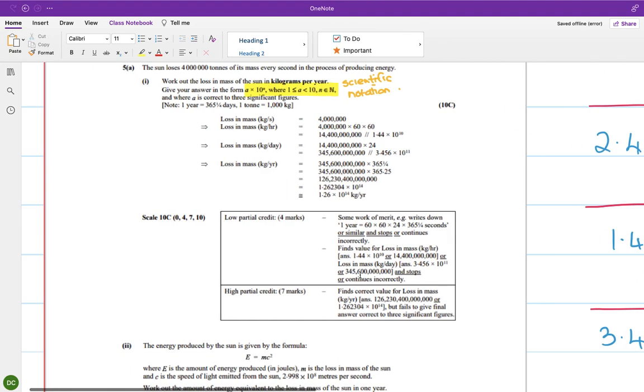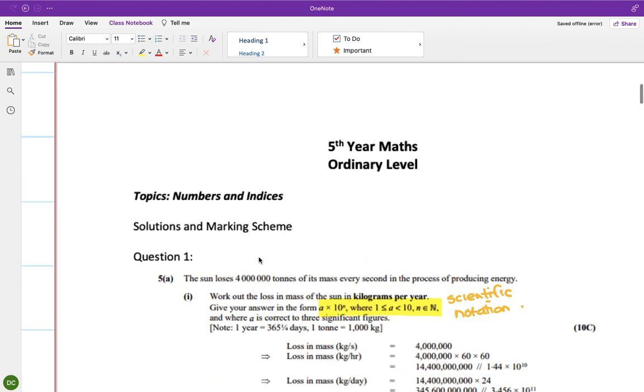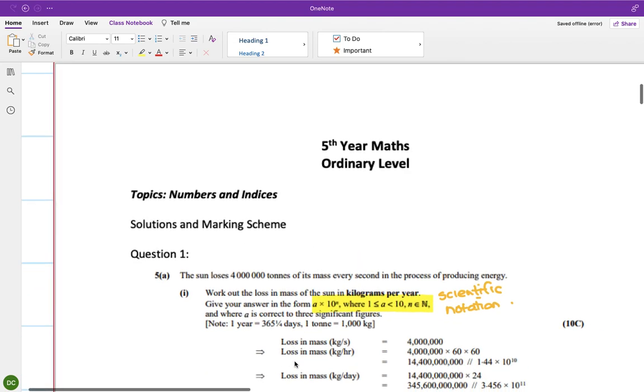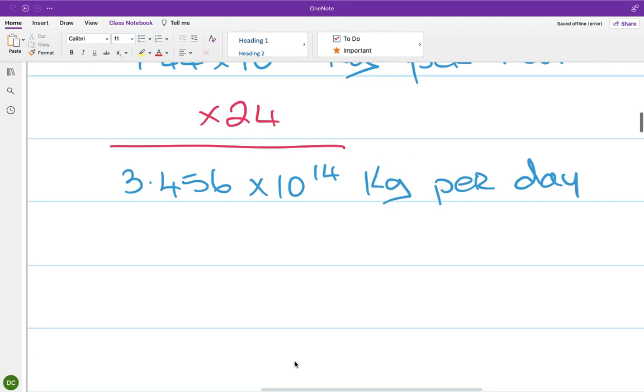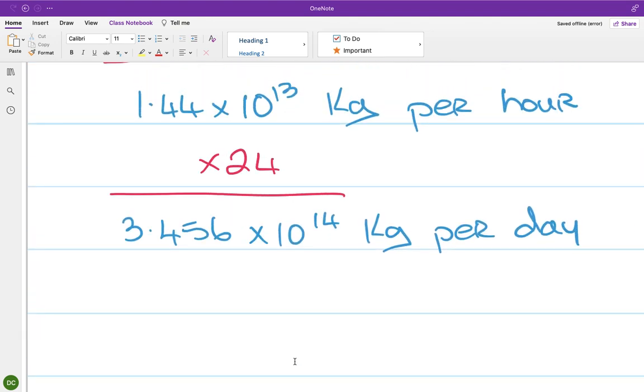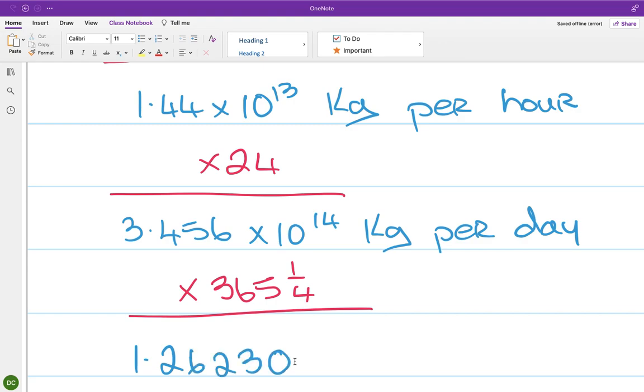And then days can go straight to years, and it says here they're 365 and a quarter. Sorry, is that 365 or 364? No, 365 and a quarter days in the year. So I'm going to multiply this by 365 and a quarter. So multiply by that, and I'm getting 1.2620304 multiplied by 10 to the 17 kilograms per year.